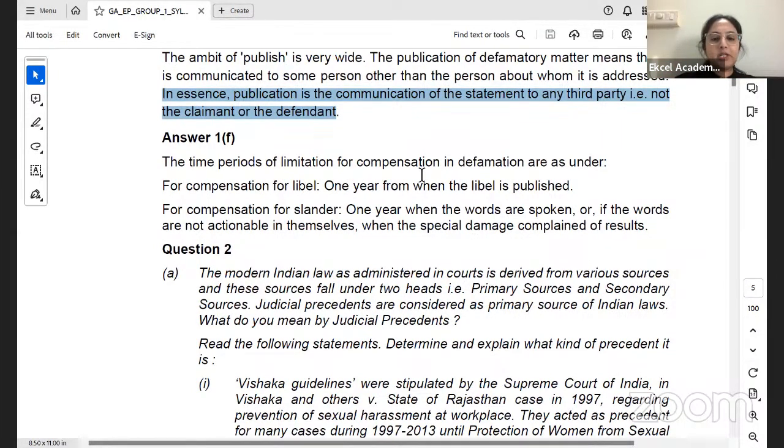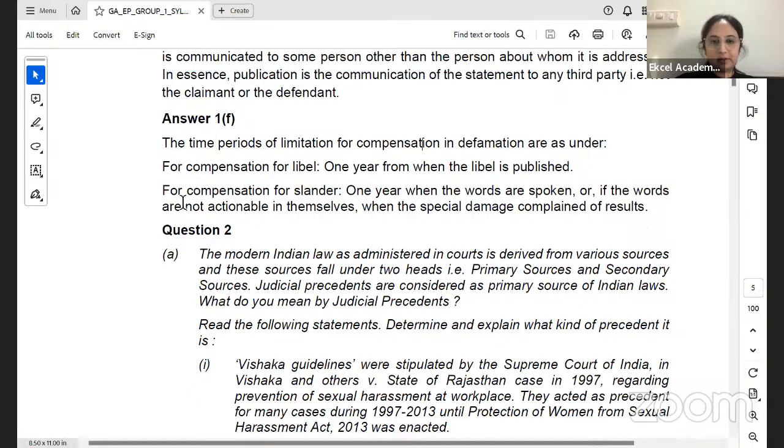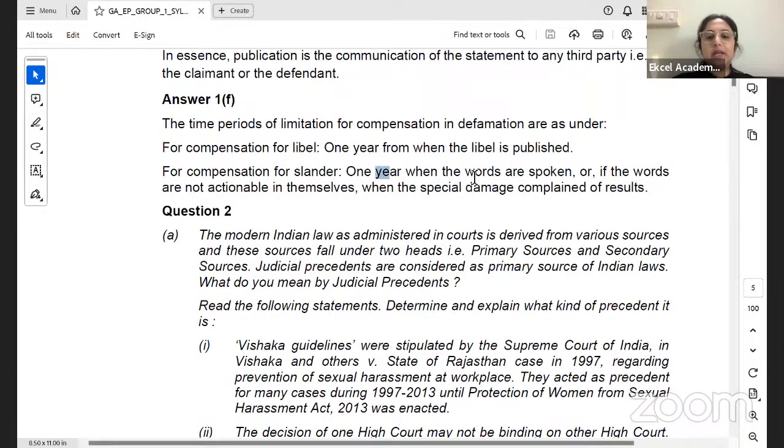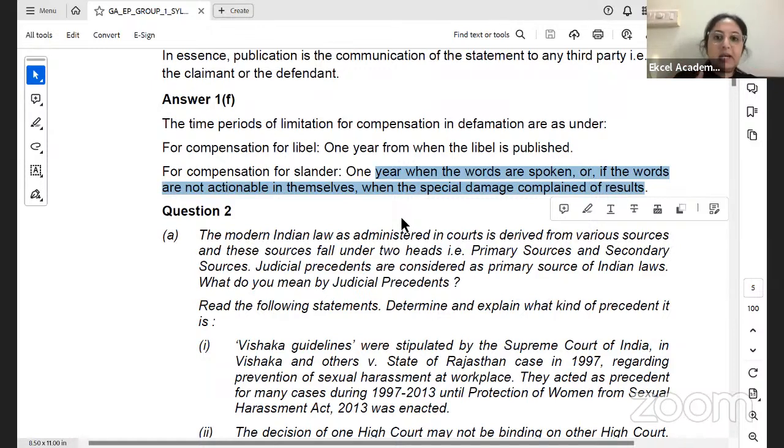So the time period of limitation for compensation in defamation is as under. If it is a libel, for compensation it's 1 year from when the libel is published. When the defamatory matter is published, from that day you have 1 year. In case of slander, it is 1 year from when the words are spoken, or if the words are not actionable in themselves, when the special damage complained of results. So you have to take 1 year, both in slander and in libel.